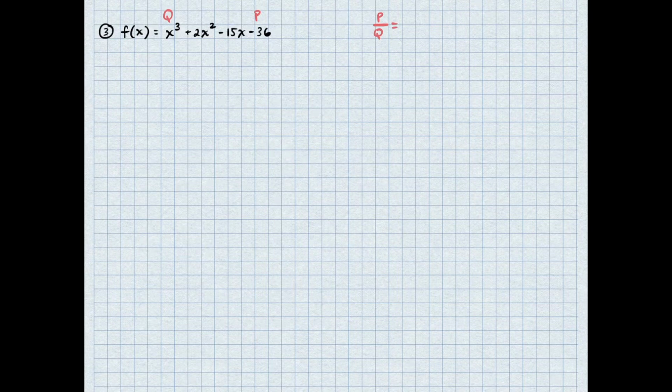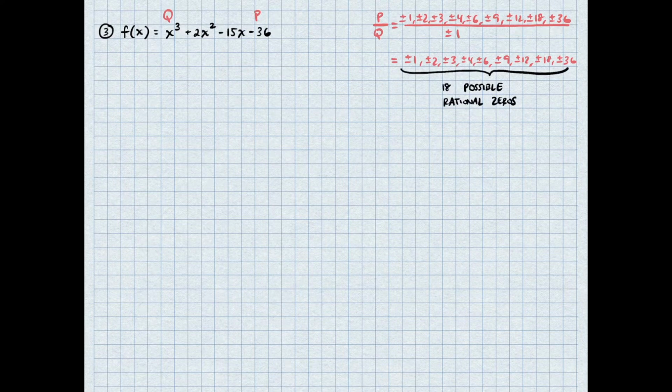And for the factors of p, we're going to have, and for the factors of q, we have. Simplifying this, we have a list of. Here you can see that we have 18 possible rational zeros. Now let's try synthetic division to find a rational zero. I'm going to start by trying negative 1. Put that to the left here, and we'll put the coefficients of 1, 2, negative 15, and negative 36.